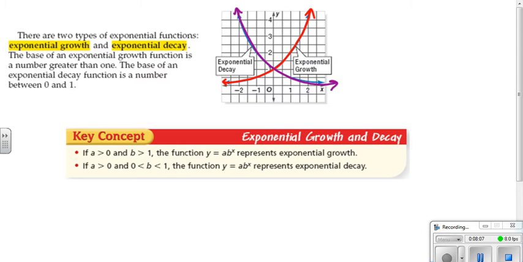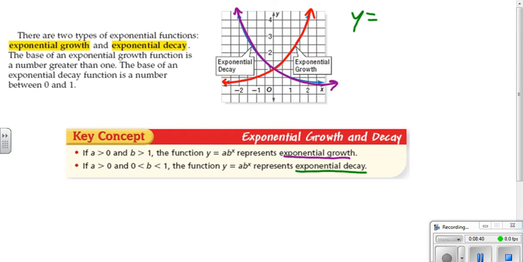Growth and decay. So if we have a greater than 0 on both of them, our initial value is greater than 0. If b, our growth or our base, is greater than 1, then it's going to be exponential growth. It'll be getting bigger over time. If that b value, our growth or our base, is in between 0 and 1, then it's getting smaller over time. And it looks like an exponential decay, which makes sense if you think about it.